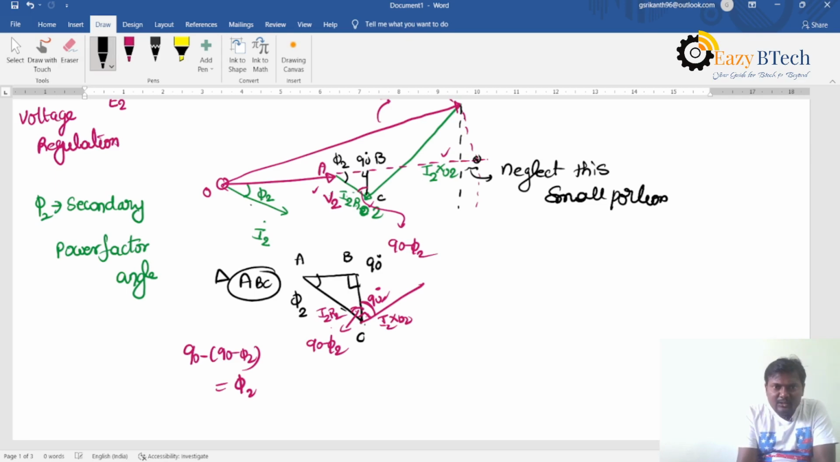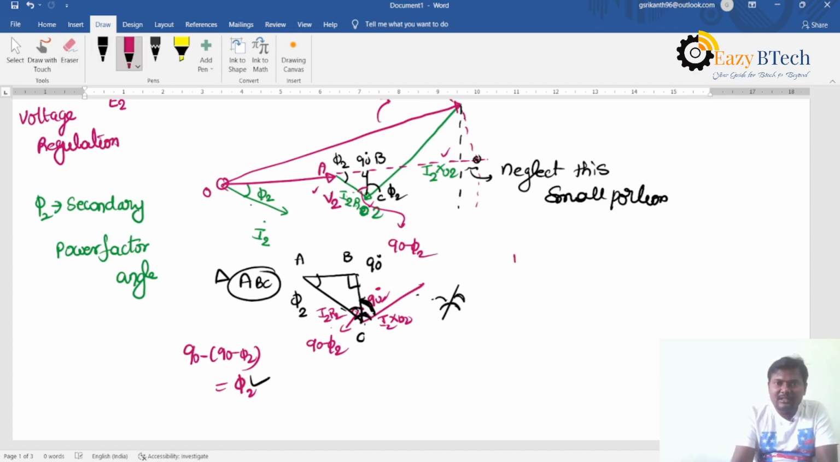The angle between I2 R02 and I2 X02 is exactly 90 degrees. See here, it is 90 degrees, but this small portion is 90 minus phi 2. If I want to get the 90 degrees, which term is added to get 90? The phi 2 term? That is one method. Or I need this small portion. From this total portion, if you subtract the small portion, then I will get the remaining. So 90 minus of 90 minus phi 2 is this angle, which is now phi 2.